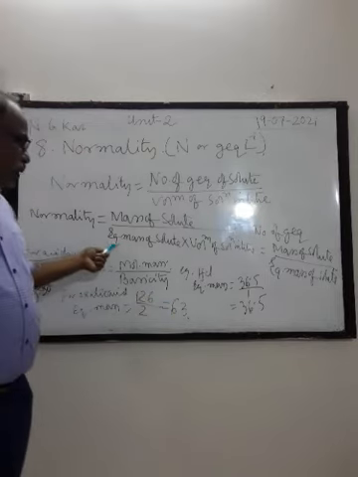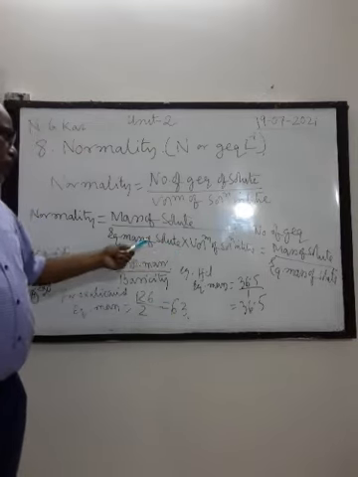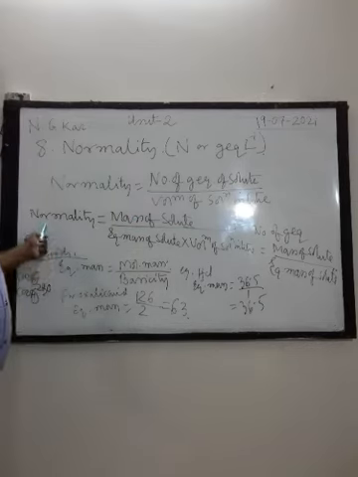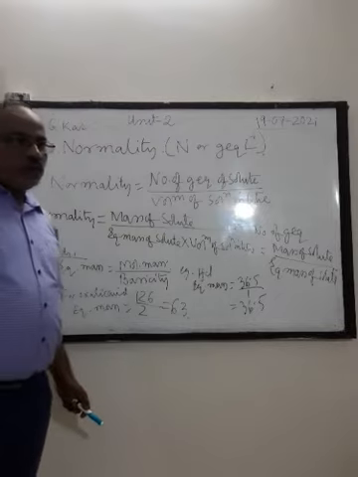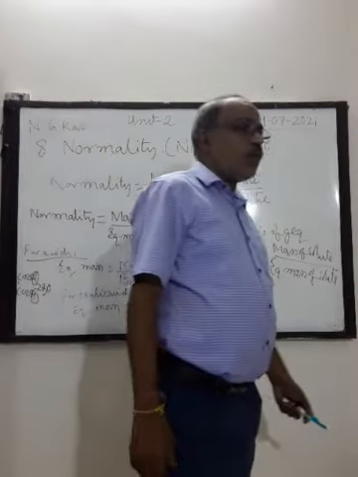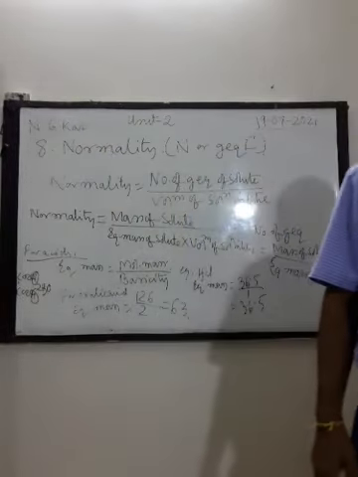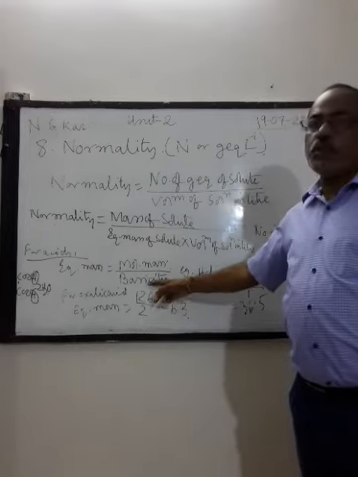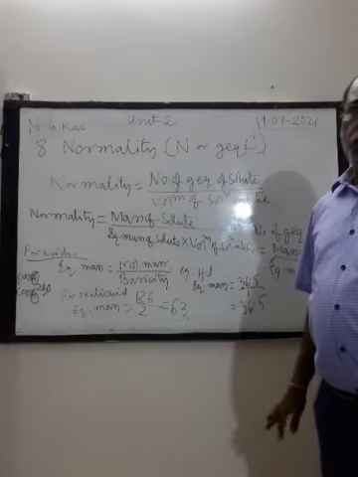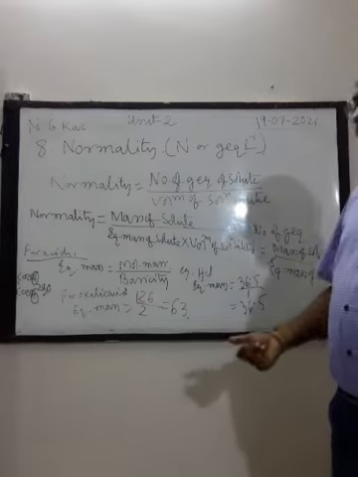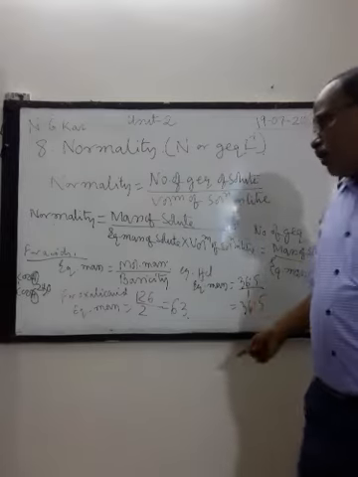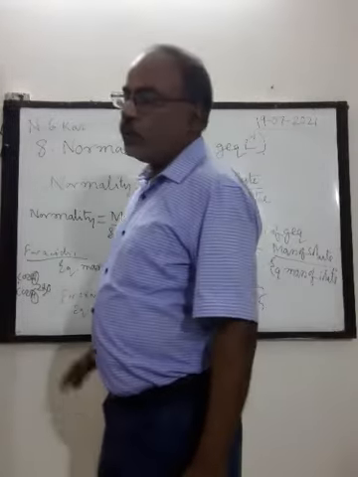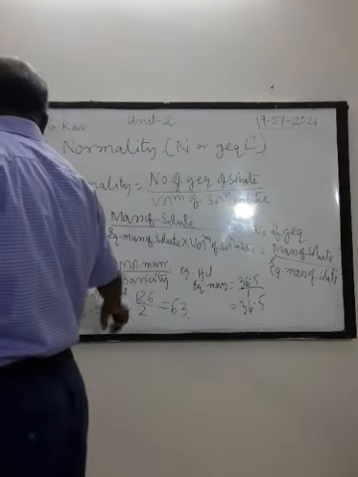So if we put equivalent mass here and mass of solute and volume of solution in liter, then we get normality. So the method of calculation of equivalent mass for acid is molar mass divided by basicity. What is basicity? Number of replaceable hydrogen. If 1, then basicity is 1. If 2, then basicity is 2. So this formula is valid for acid.